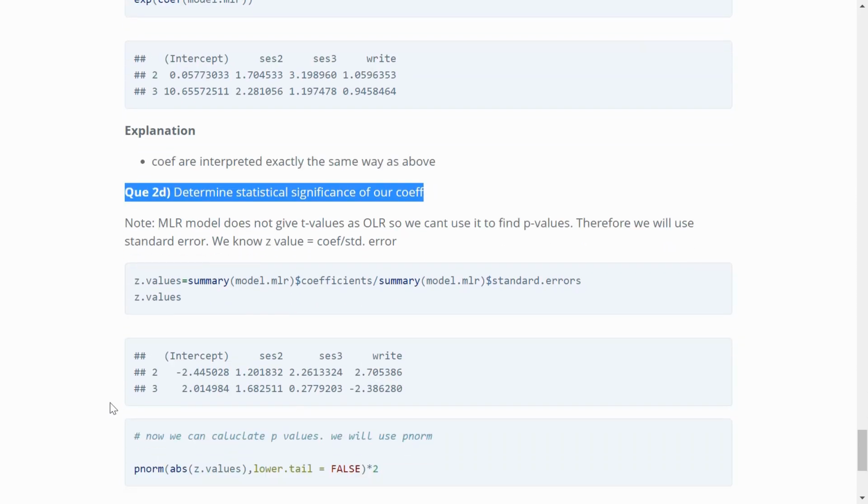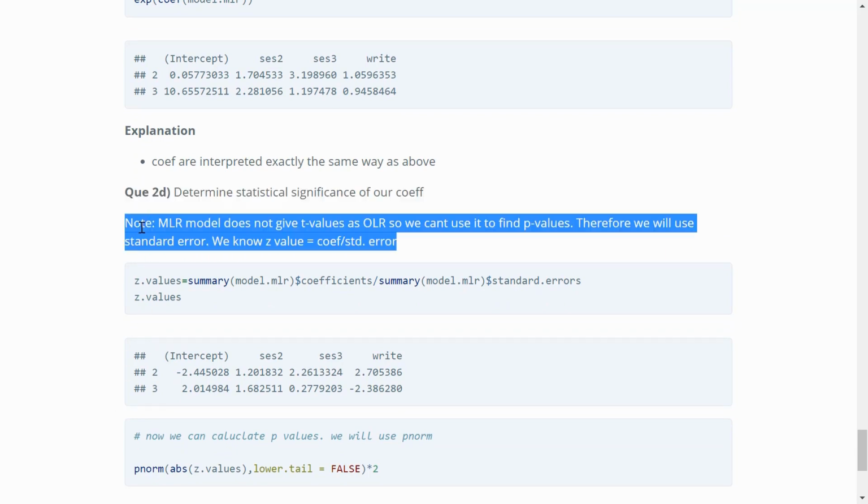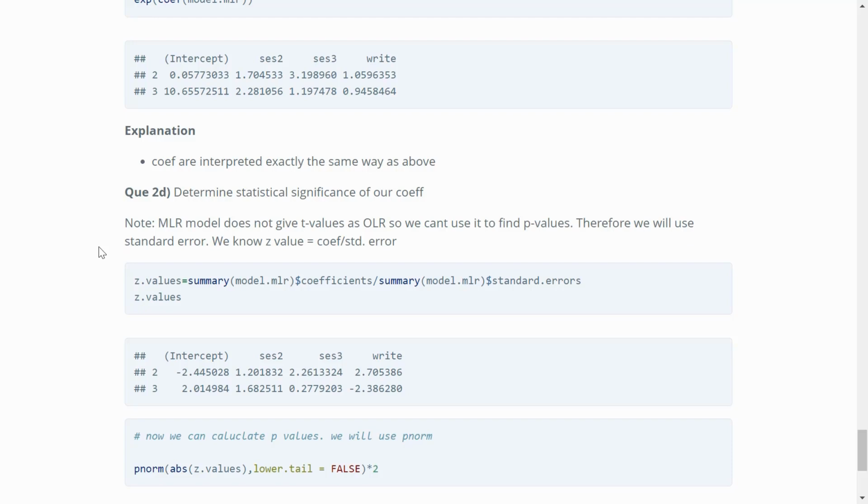Question 2D says, determine statistical significance of our coefficients. Now there is a small note here. It says the MLR model does not give t values like we had in OLR. So we cannot use it to find p-values. Therefore, we will use standard error, as we know that z value is equal to coefficient divided by standard error. So we can calculate the z values using the standard error.